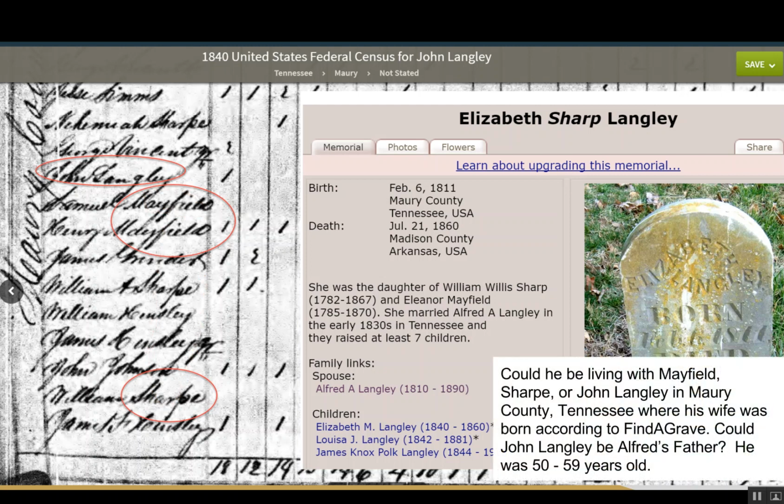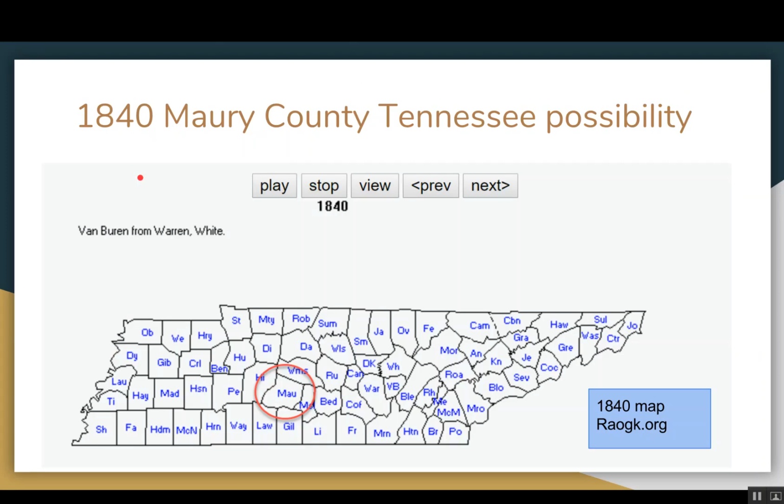Okay, and if we look closely, I have this covered up now, but this John Langley was between 50 and 59, and Alfred would have been 29 years old. So this John could be his dad, but we don't have that connection yet.